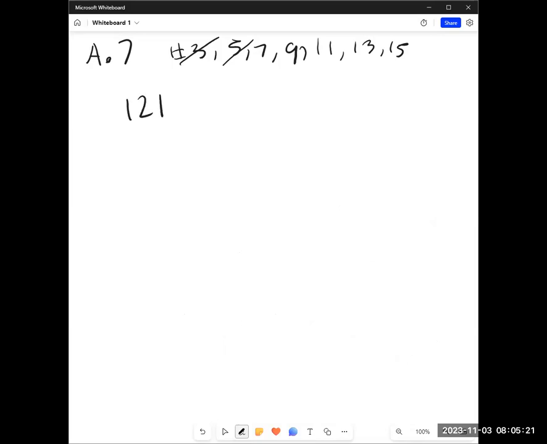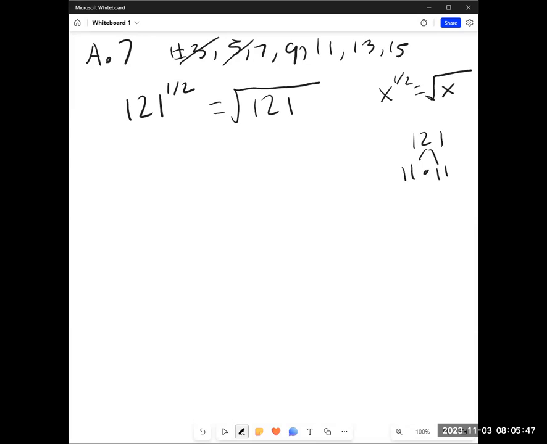Now I have 121 to the 1/2 power, which, if I want to write something to the 1/2 power, I write as a square root. I don't write any index on it. It's assumed to be a 2 if I don't write any other index. 121 is 11 times 11, or 11 squared.